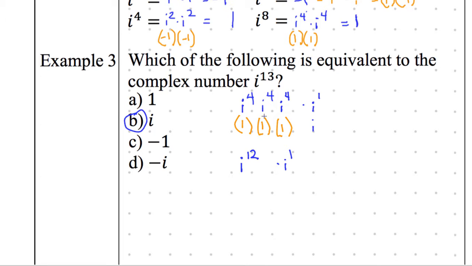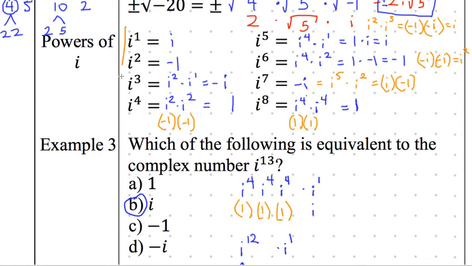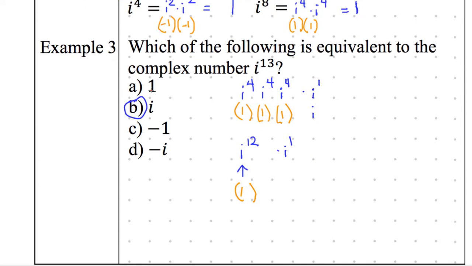If it was I to the power of 14, the remainder would have been 2, but the highest multiple is still 12. Anything that's a multiple of 4 in the power is still going to be 1. And then I'm left with the remainder. This does assume that you know these key rules. In fact, these 4 things need to be written down in your summary. I to the power of 1, 2, 3, and 4, all 4 of those things have to be in your summary. Those are super important.